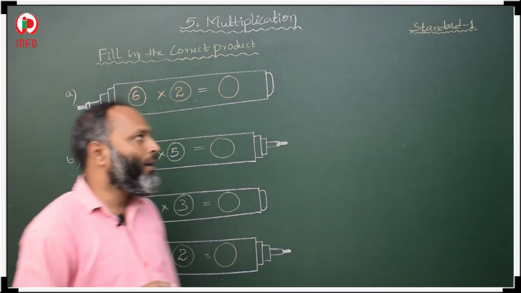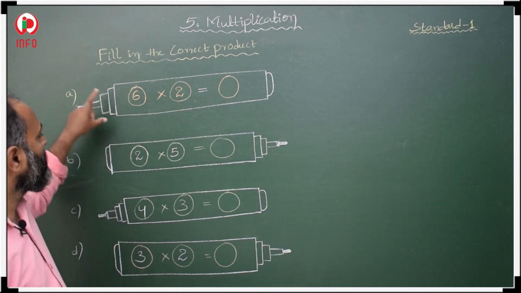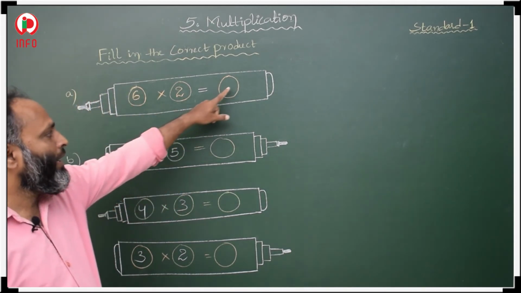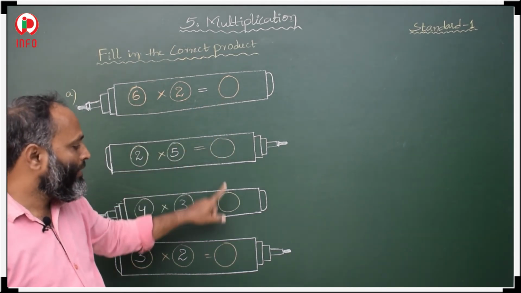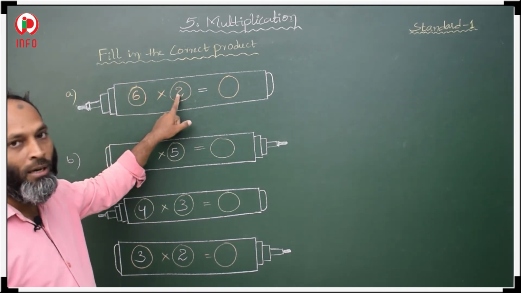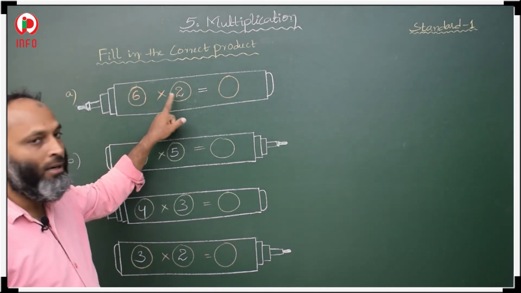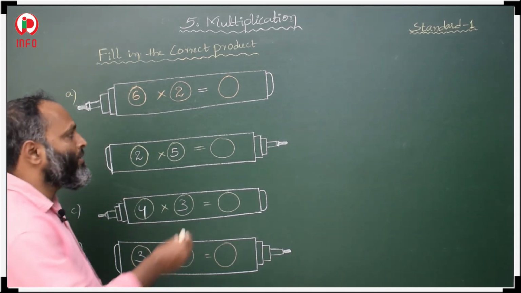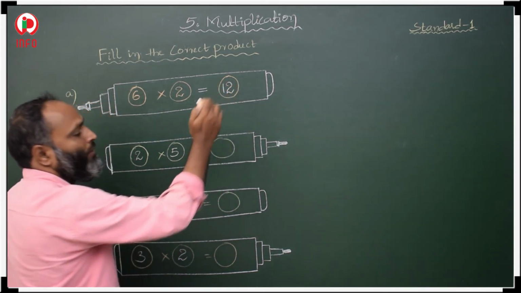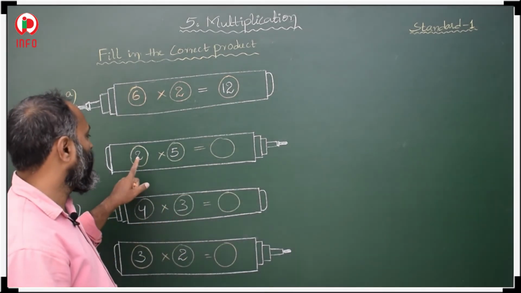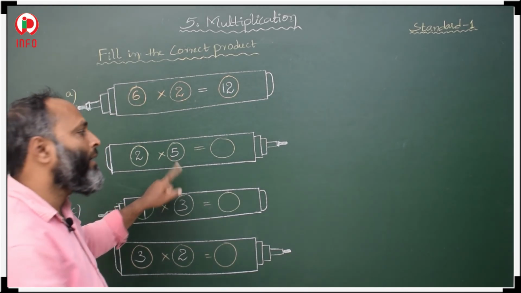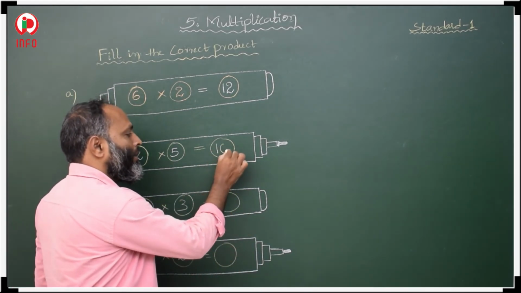Here, see children, some products are given. We have to write the correct product in the given circle. See here, 6 twos are, how to read this? 6 twos are how much? 6 twos are 12. We have to write 12 here. Now 2 fives are how much? 2 fives are 10.